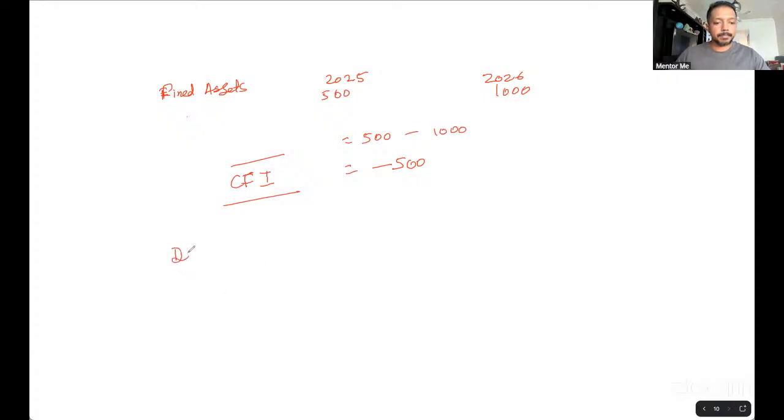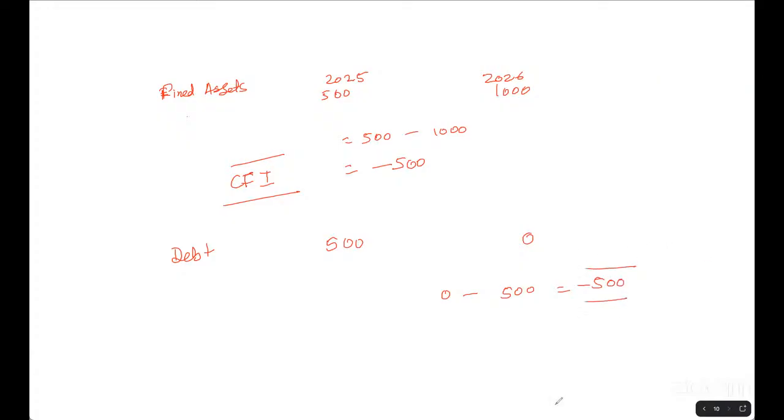Debt. If debt was, let's say, 500 last year, and then it became 0 this year, that means I repaid the debt. So this year, 0 minus 500 will give you minus 500. That's the cash outflow, cash out, right? So just remember the rule, and now let's go back to the Excel.